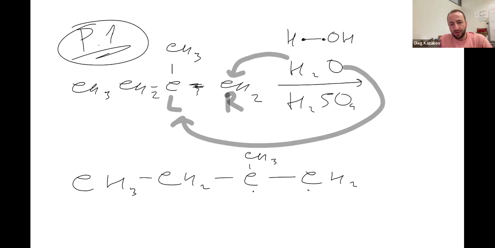Yeah, that's right. So here we go. Then the hydrogen from the water, let's maybe show it as H with the dot, will go to the carbon with more hydrogens. So 2 hydrogens, 0 hydrogens, right? So hydrogen from the water will go to the more hydrogens area. So then here we go.